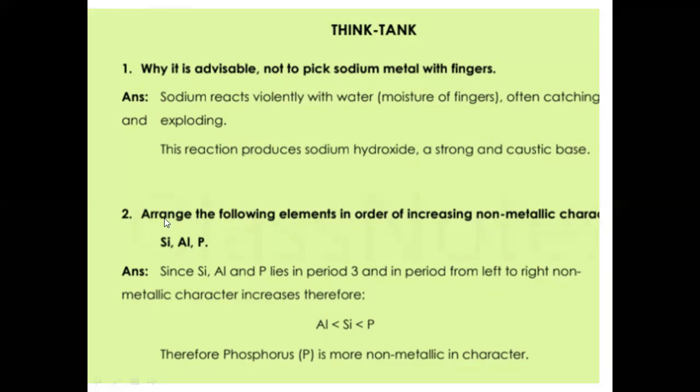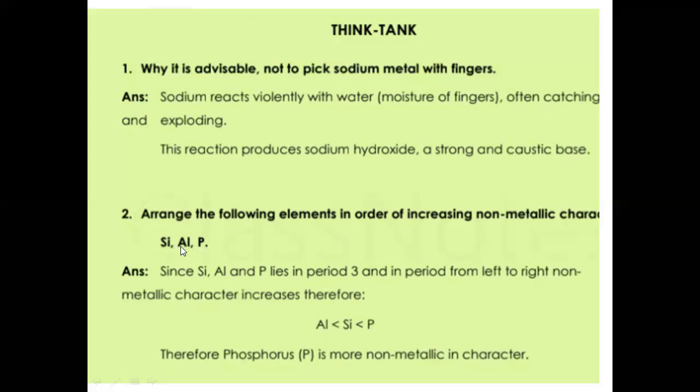Question number 2. Arrange the following elements in order of increasing non-metallic character. Silicon, aluminium, and phosphorus all lie in period number 3. And you know that when we go from left to right, the non-metallic character increases. So silicon is in group number 4, aluminium in group 3, and phosphorus is present in group number 5.